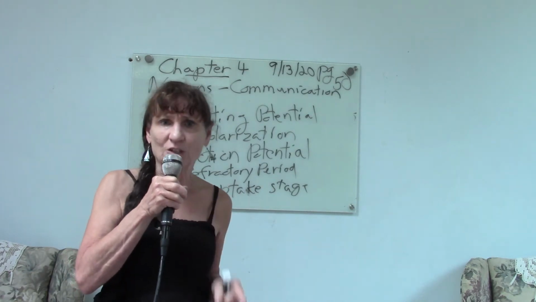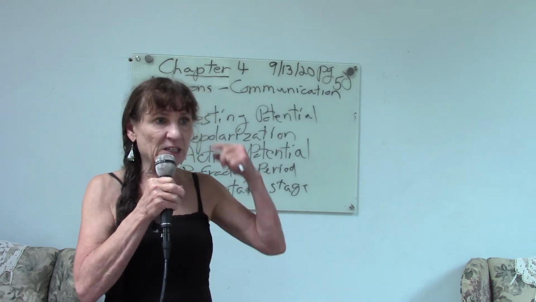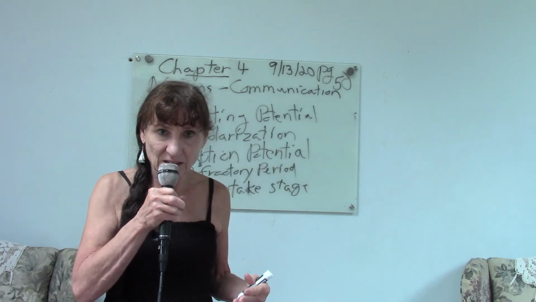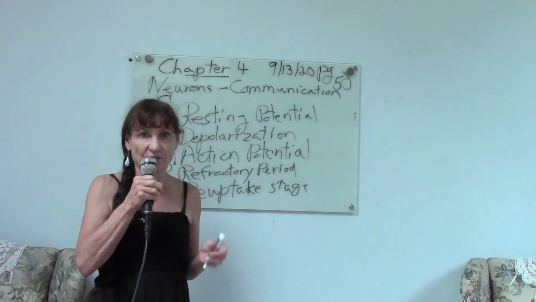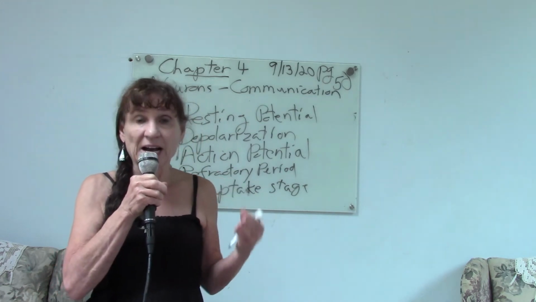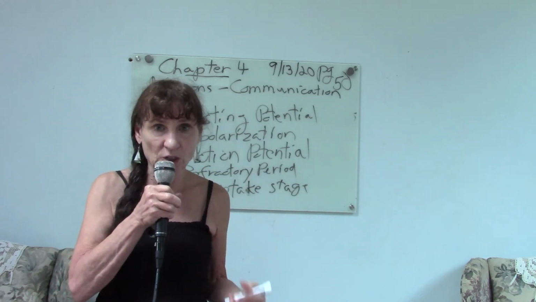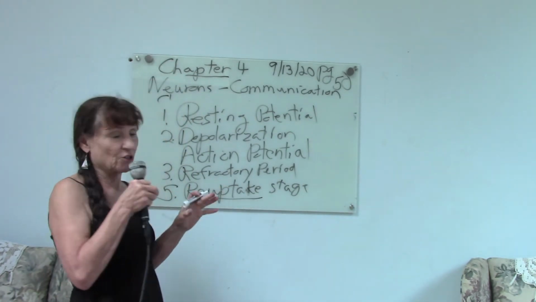This is why many drugs are so addictive, because it makes those axons, those neurons, fire so quickly that it exhausts itself of neurotransmitters. So a lot of times drug addicts will have to take more and more drug just to feel normal. Okay, so the reuptake stage is really important.